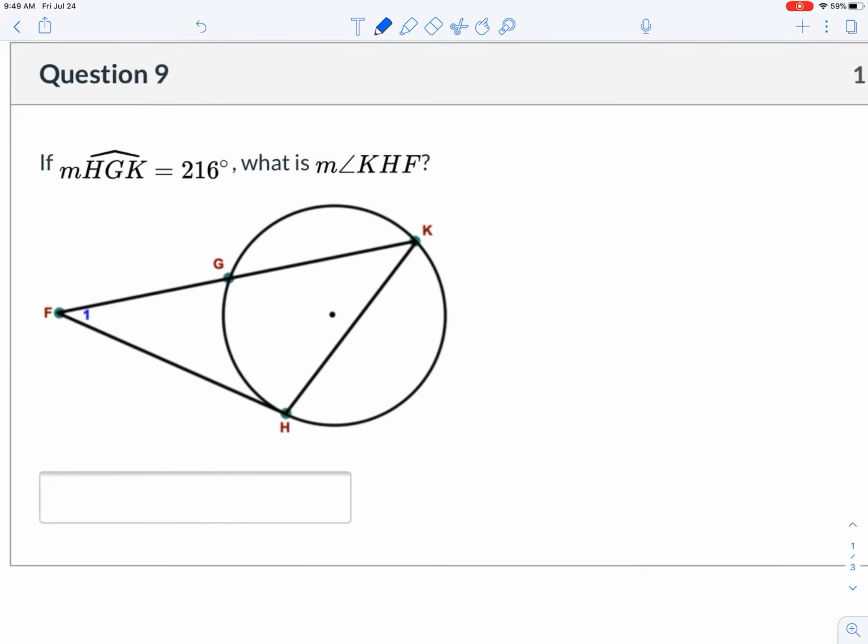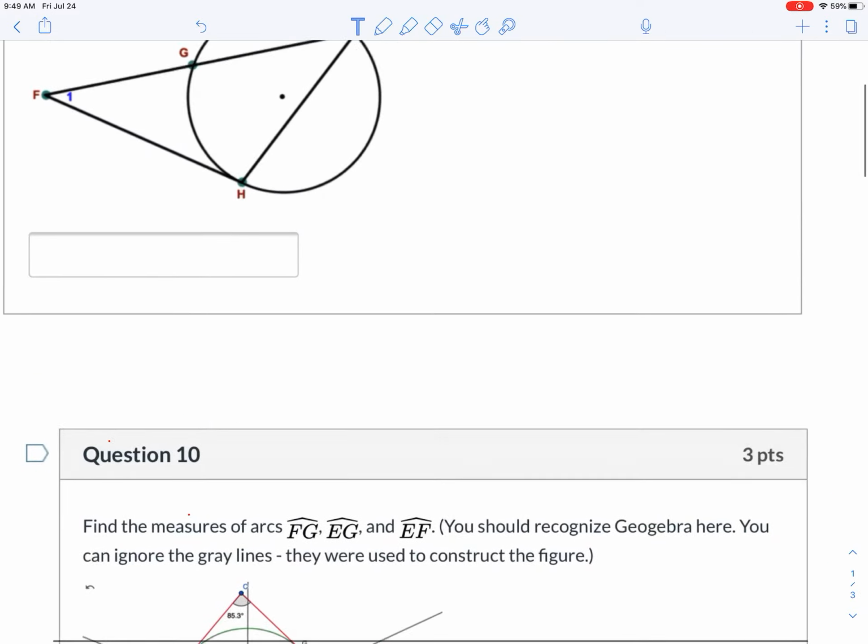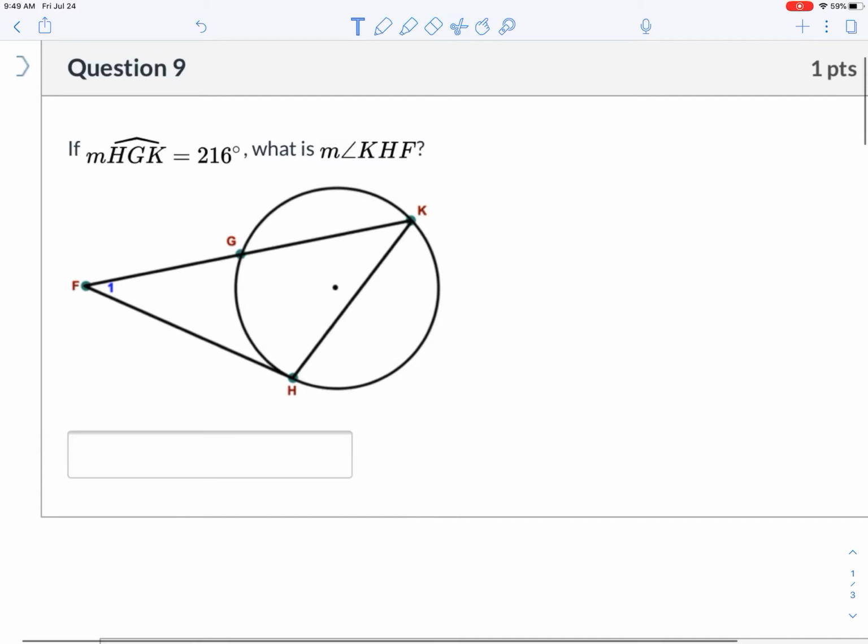Can't wait to show you these two. Could quite possibly be the most awaited problem in all of geometry, summer 2020, which is this number 10. But I'm going to batch in here number 9, because it's right next to it. Hello, help me out here.